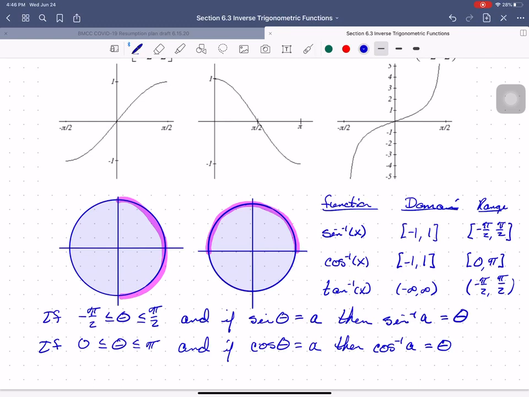Okay, so let's stop here. This is enough for this video. I'll come back in a subsequent video and we will apply the inverse trigonometric functions and do some examples.